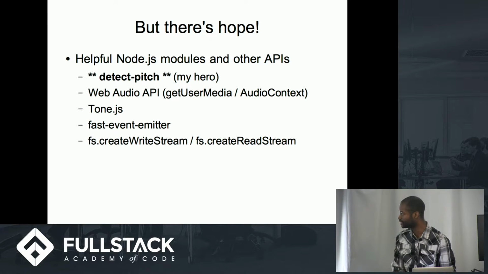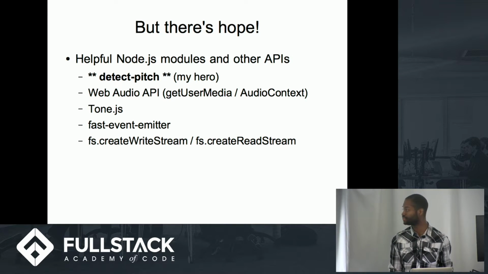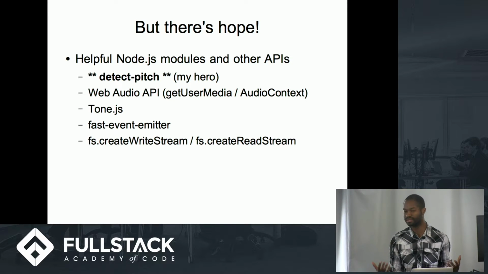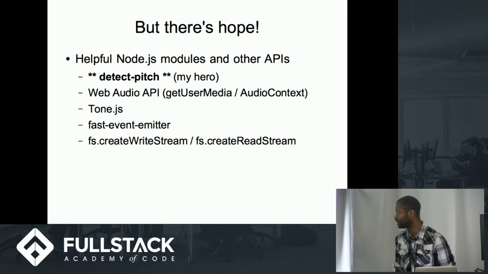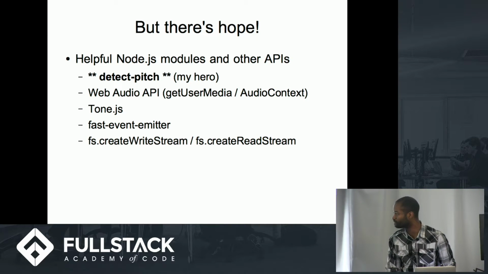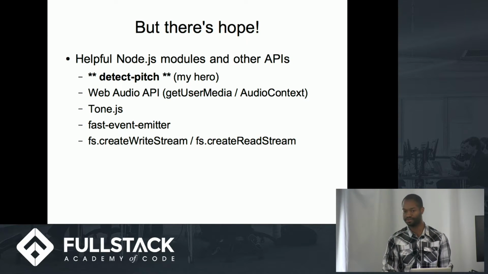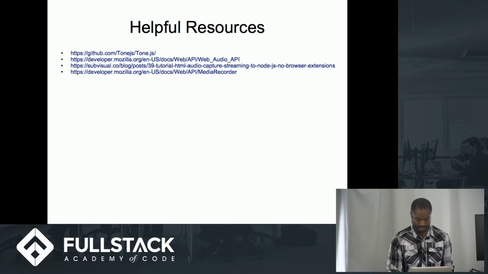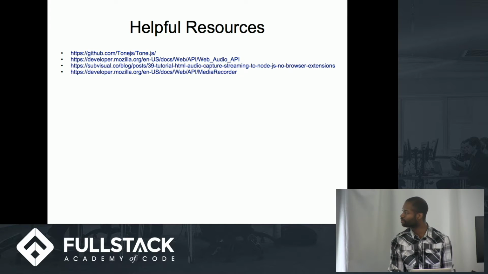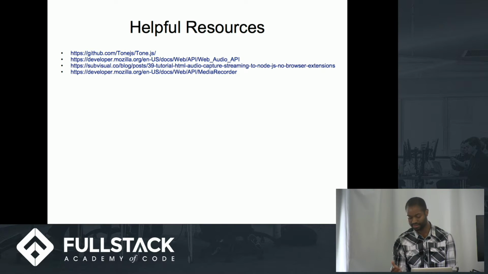Tone.js is a great tool for playing back instrument sounds and different notes. And to mitigate the slowness of getting the audio and the delay I mentioned, you need a very fast event emitter. So I used Fast Event Emitter, which is a Node module that can do that very quickly. If you're wanting to write your audio streams, you can do it with some of the built-in Node modules as well. There are also some helpful resources. Here are mostly the GitHub repos for these tools and some of the documentation. They're all pretty solid, so you can check those out if you want to do it as well.